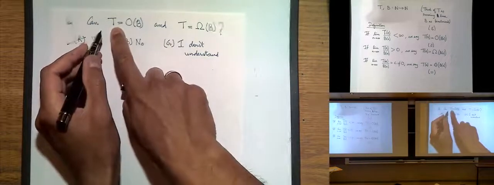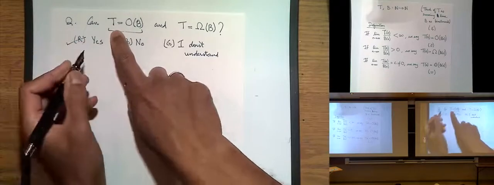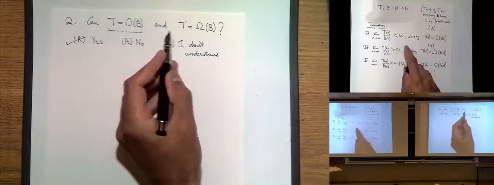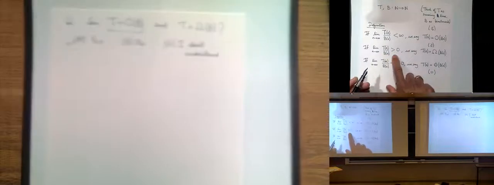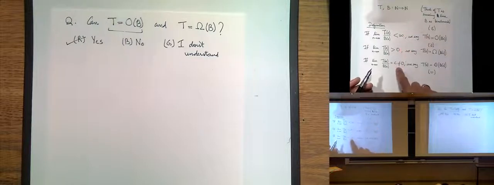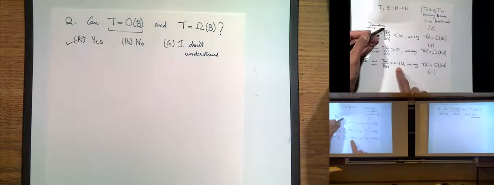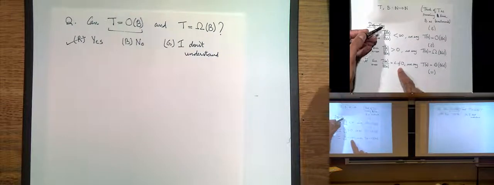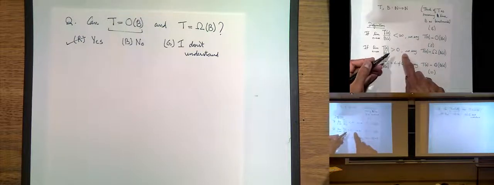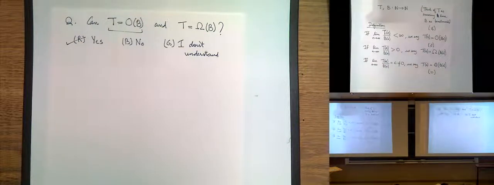Because t equal to O of b means the limit is less than infinity. T equal to omega means the limit is greater than 0. Can both of these happen simultaneously? Yes. And when that happens, the limit is actually a constant which is non-zero. For example, if t is equal to b, then the limit is 1, which is less than infinity and more than 0. All of these can happen simultaneously.